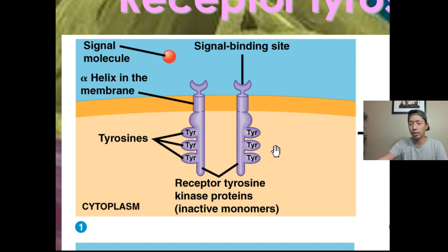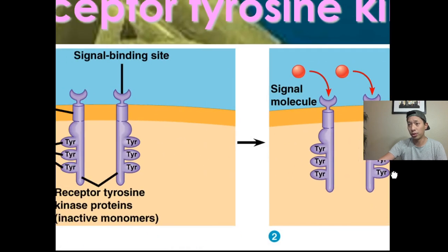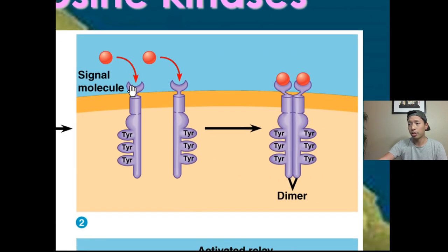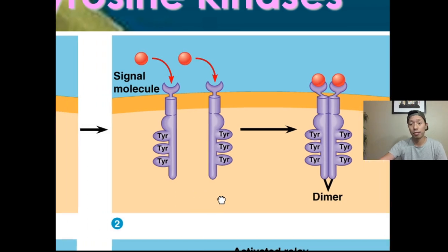So, how do we activate this, and what happens when they get activated? Well, here comes our signal molecule, right? And where do you think it's going to bind? Well, it's kind of circular shaped, and you can see that we have a signal binding site right here and right here. So when you have two signal molecules come in, each one's going to bind to each of the tyrosine kinase monomers. And when the two monomers come together, what do you get? You get a dimer, okay? And now that dimer is activated and can transmit some kind of information.